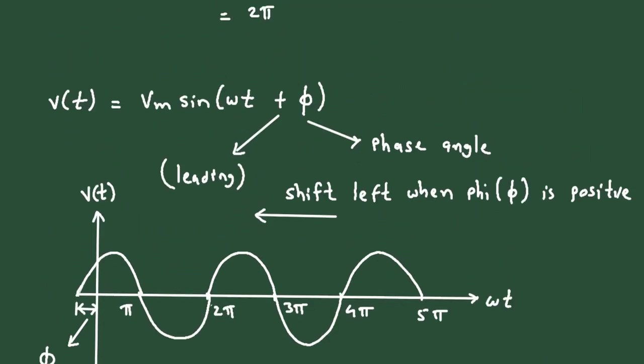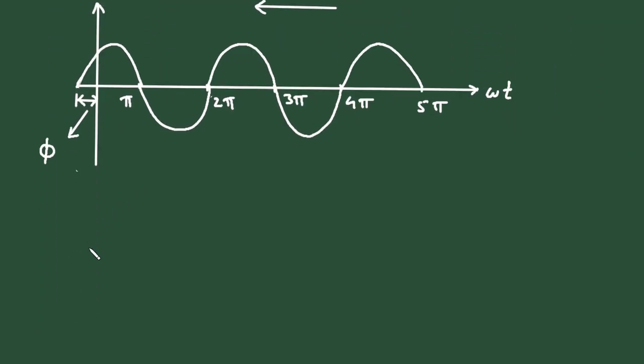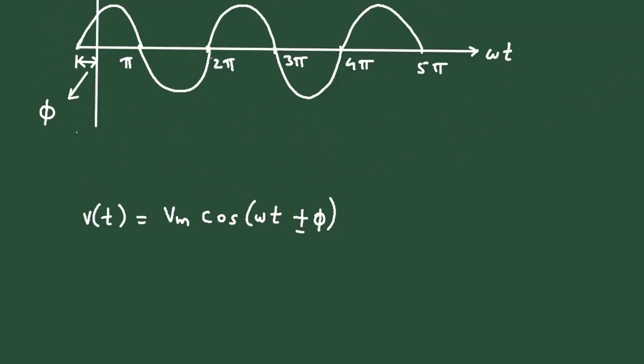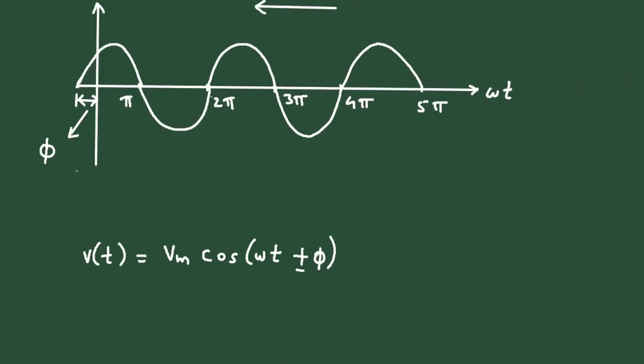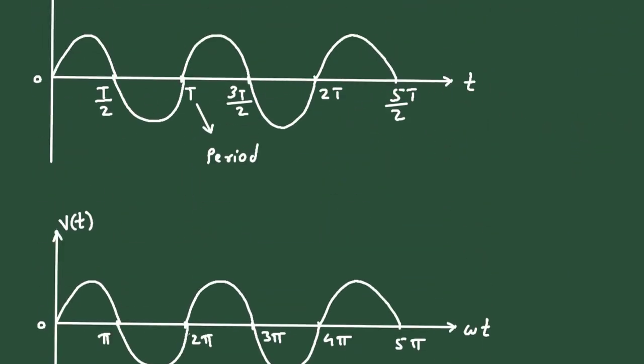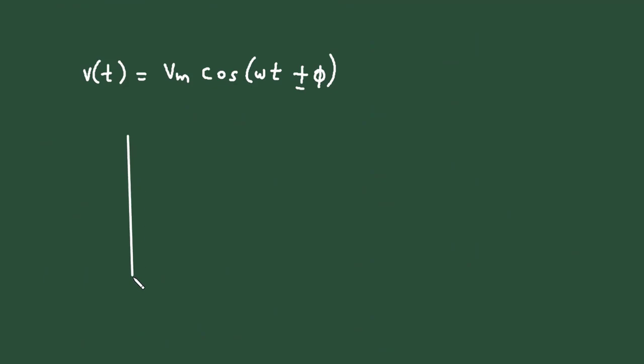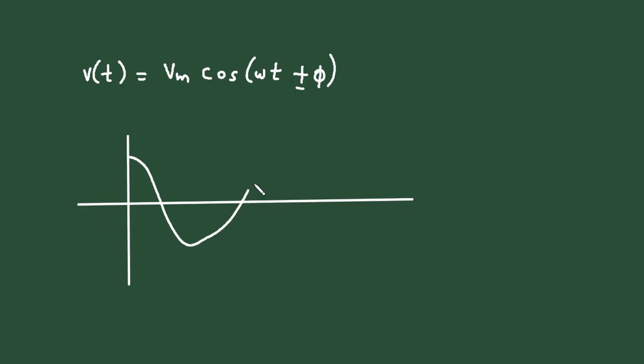Also remember that the sinusoids can also be represented by V of t is equal to Vm cos omega t plus or minus phi. So what is this cos? The difference between cos and sine is that the starting point of sine is from 0 and the starting point of cos is from here. It will look something like this.